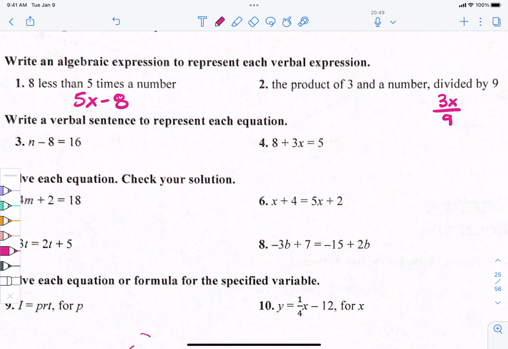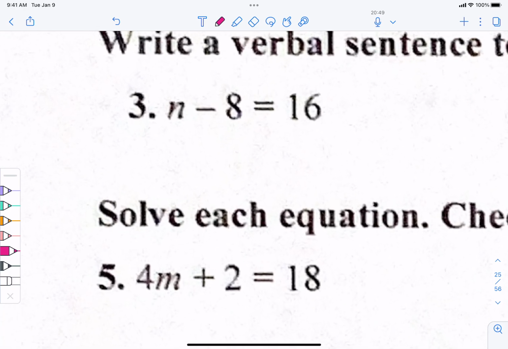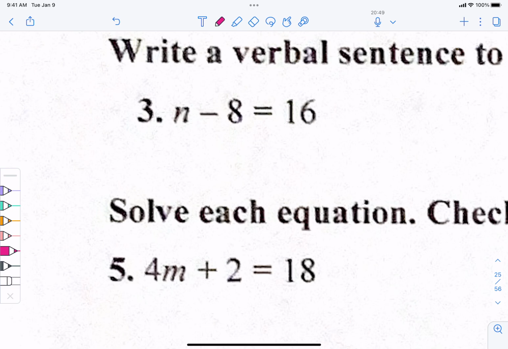Now, 3 and 4 are a little bit harder going the other direction because then you have to write the words out. Would you like to do 3 or 4? 4 has more numbers. We should do 3, though, because of the subtraction. Okay, so 3: n minus 8 equals 16.